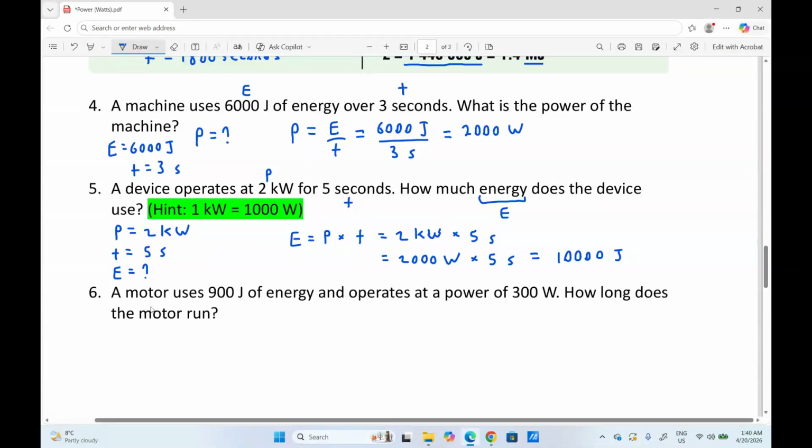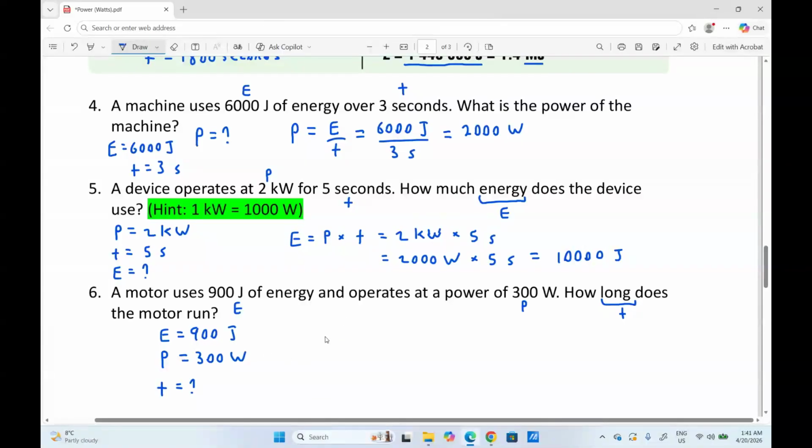Now for question 6, a motor uses 900 joules of energy. So I'm given energy. It operates at a power of 300 watts. So I have power. How long does the motor run? So I'm looking for time. So let's write down what I have first. E equals 900 joules. P equals 300 watts. And time is what I'm looking for.